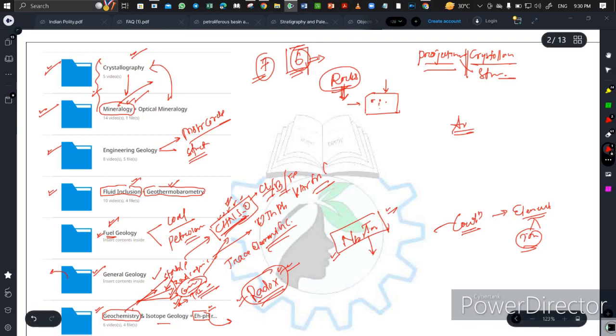Okay, mineralogy is very important. All of you know what the M1 site and M2 site are. All of you know the M1 site, M2 site. What are these things? Anyone?